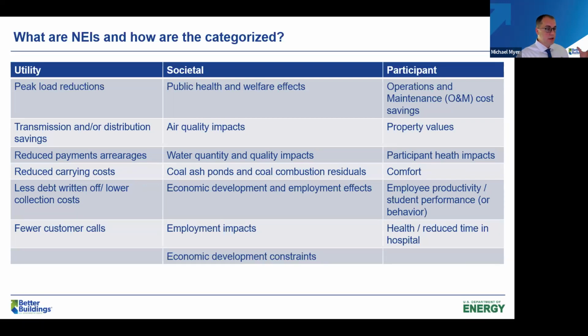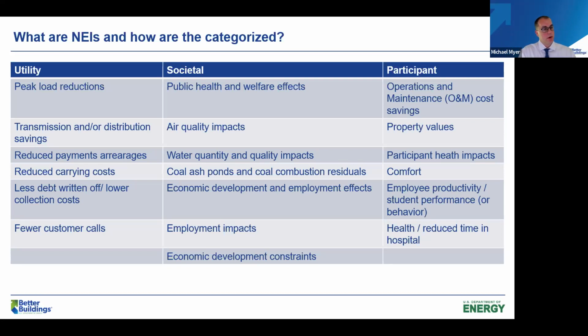The idea with a utility is that they might be valuing an NEI for different reasons, such as if they reduce energy, that might have secondary benefits to them, such as less debt, fewer customer calls, reduced payment arrangements, those type of things. So the utility tends to be interested in NEI, and they may actually value an NEI differently to incentivize participation in a program because they're getting benefit at the utility and at the grid level, separate from the building or the participant.